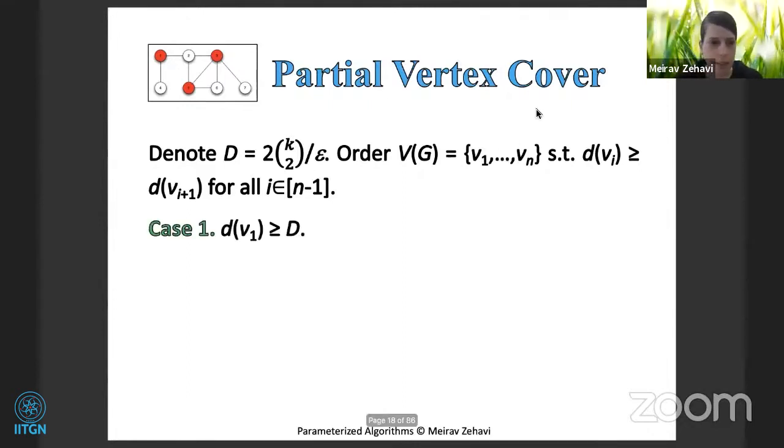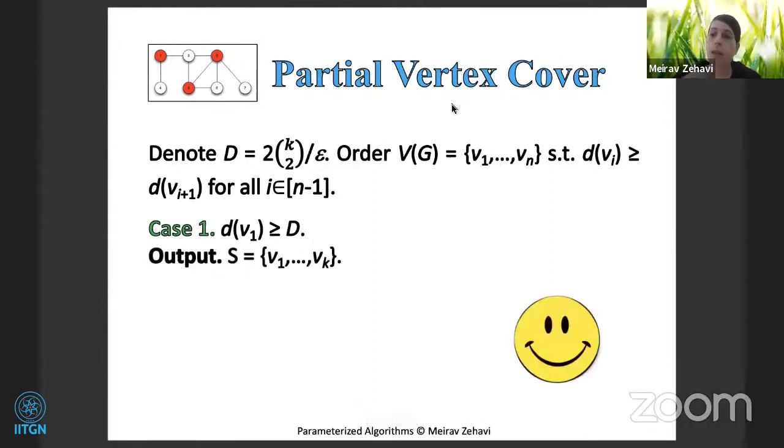Okay, so let's look at the two cases. In the first case, the vertex that has the highest degree in the graph has degree at least D. It is larger than some threshold. Why we chose D like this, we will see soon. When this vertex has such high degree, we can just pick the first K vertices, and then we will have an approximate solution like we want.